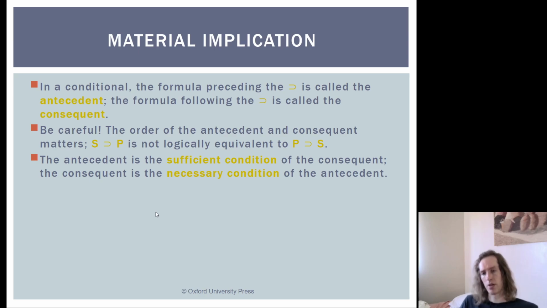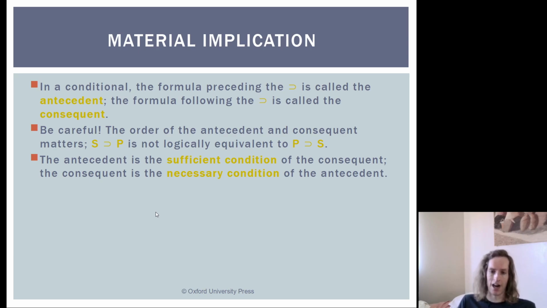So I'll talk a little bit about sufficient and necessary conditions here. A sufficient condition means that, let's say, there's some condition that, if it's met, implies automatically something else. Whereas a necessary condition is a condition that must be met in order for something else to happen, but isn't necessarily sufficient on its own. I'll give you an example.